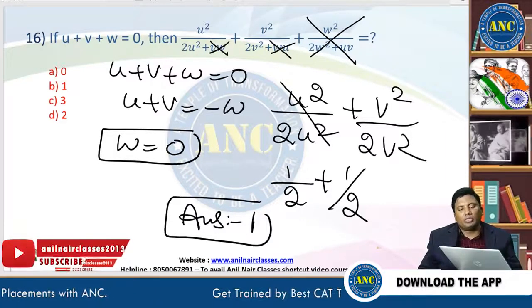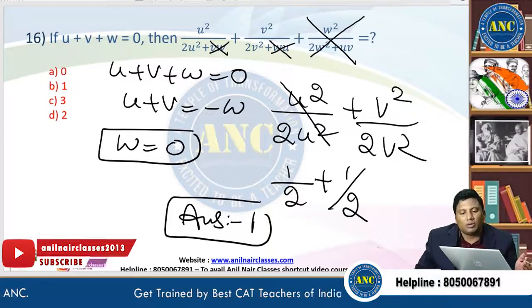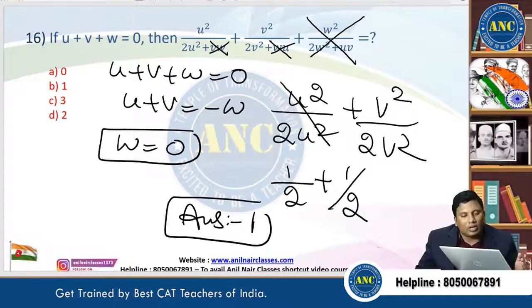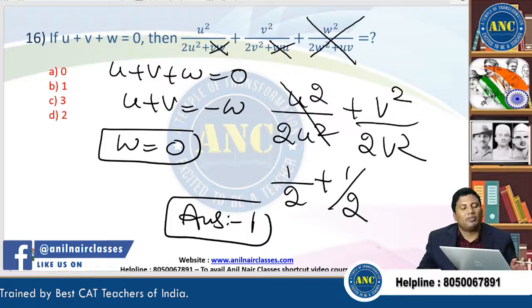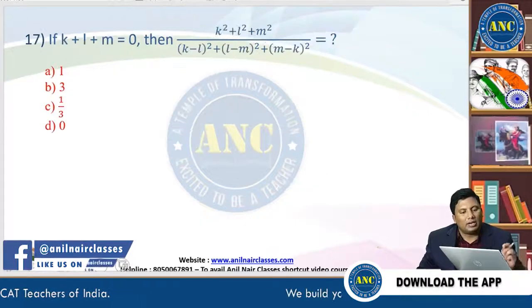Make w 0. Make w 0 means w square by anything out, and vw out. I hope it is clear. Next.